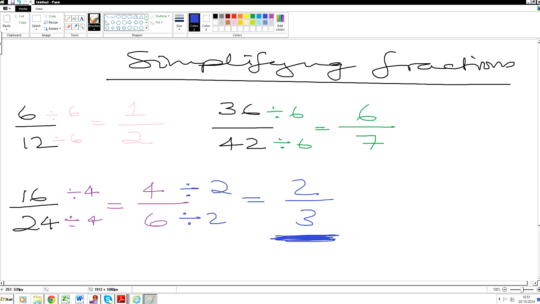Okay, so if you don't cancel it by the biggest number first time, carry on cancelling until you stop. Why do you stop at 2/3? Because 2 is a prime number, 3 is a prime number, can't cancel any further.